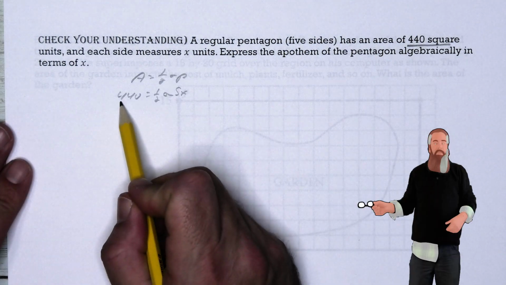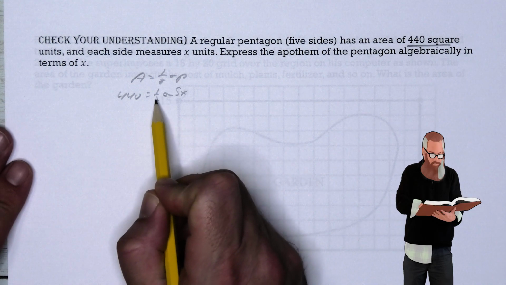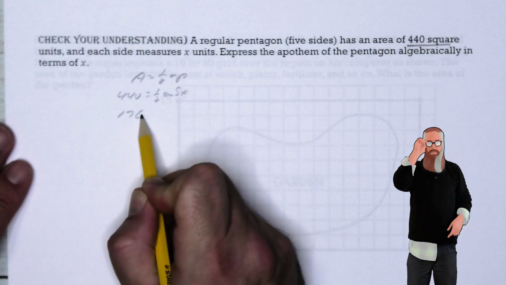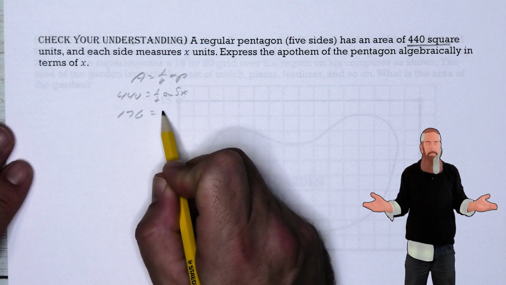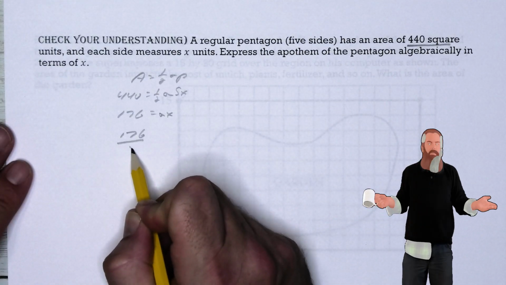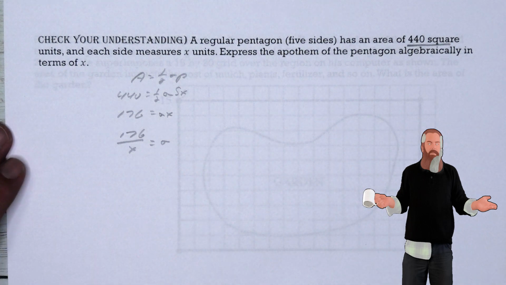So if we divide 440 by 5 and then multiply it by 2, we're going to get 176 is equal to AX. Now, dividing the 176 by X, we get 176 over X is going to be our apothem.